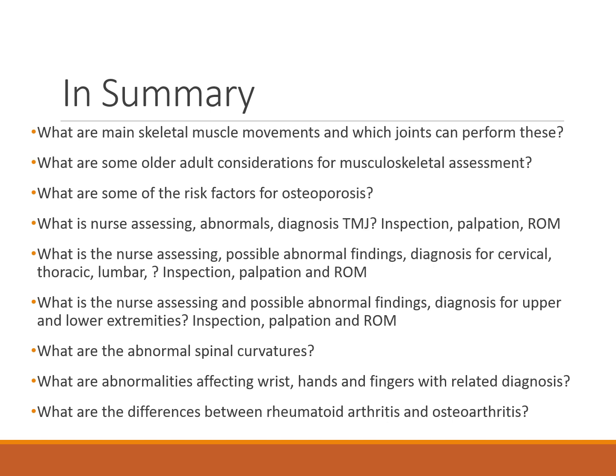Now, we also are looking at what are some of the risk factors for osteoporosis, what the nurse is assessing through TMJ, the cervical, thoracic, and lumbar spine, the upper and lower extremities, and any spinal curvatures. We are looking for abnormalities affecting the wrist, hands, and fingers, and also the difference between rheumatoid arthritis and osteoarthritis.